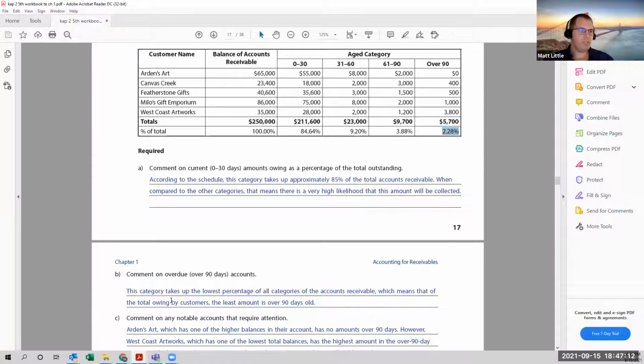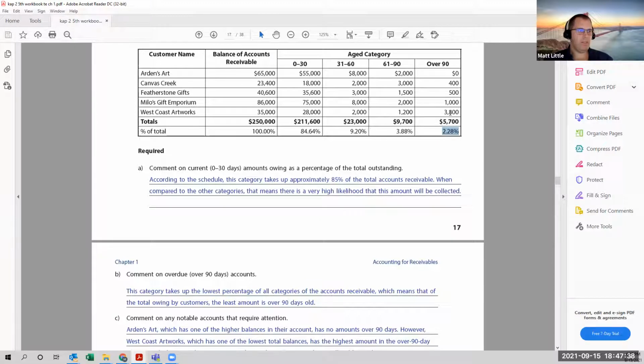The last question says, comment on any notable accounts that require attention. And so if we look through the aging, Arden's Art doesn't have any over 90, that's good. That means they typically pay their items within 30 days or up to 90. So Arden's Art is doing okay. However, if we look at West Coast Artworks, they have a bunch under 30 days, a little bit up to 90, but then a whole bunch over 90.